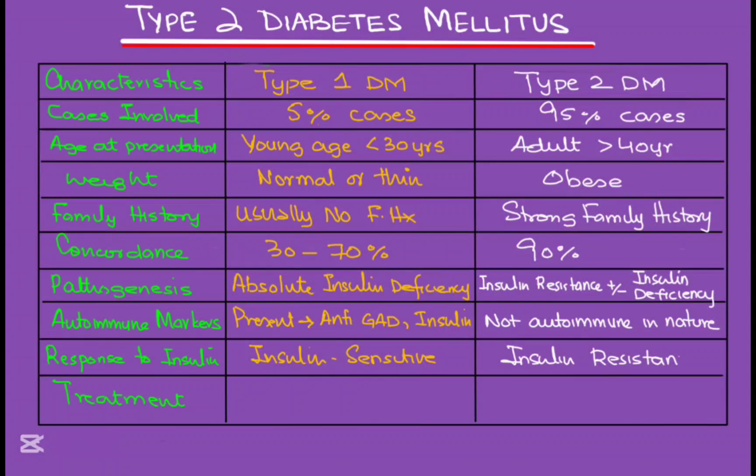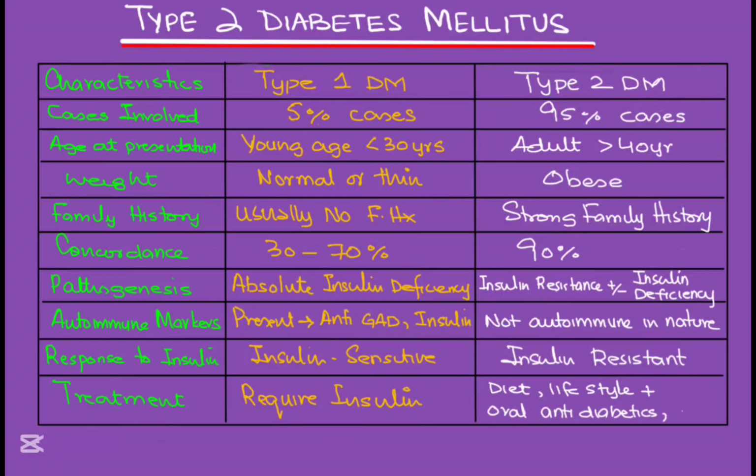Now, finally, let's talk about treatment. Type 1 diabetes requires insulin for survival. There's no alternative. In type 2 diabetes, management includes diet, lifestyle changes, oral anti-diabetic medications, and sometimes insulin if the blood sugar remains uncontrolled. So, in summary, while both conditions affect blood sugar regulation, their causes, risk factors, and treatments are vastly different.